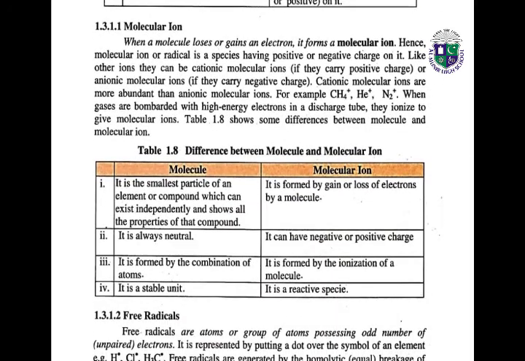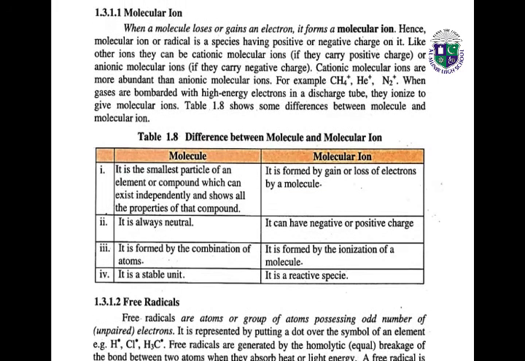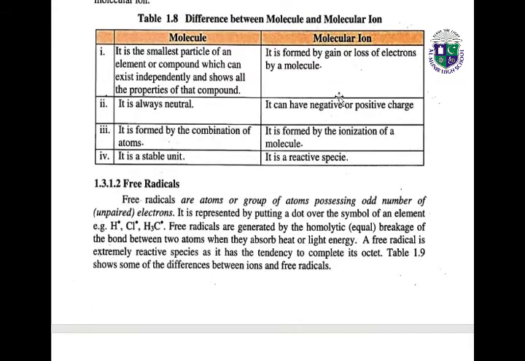Molecular ion. What is molecular ion? When a molecule loses or gains an electron, it forms a molecular ion. Hence, molecular ion or radical is a species having positive or negative charge on it. Like other ions, they can be cationic molecular ions if they carry positive charge, or anionic molecular ions if they carry negative charge.